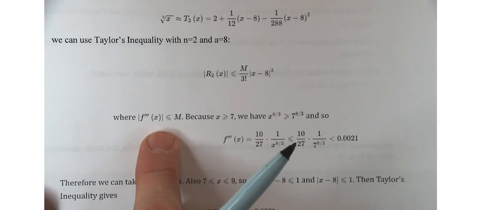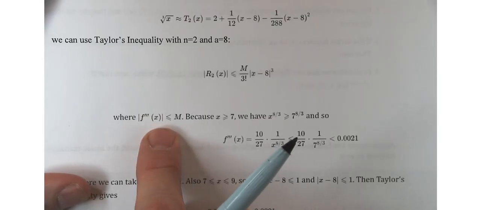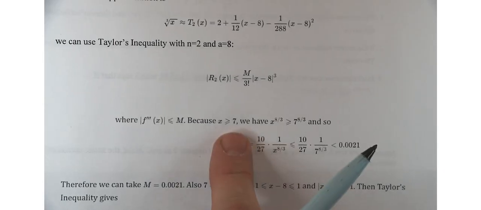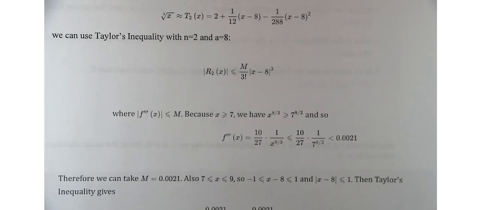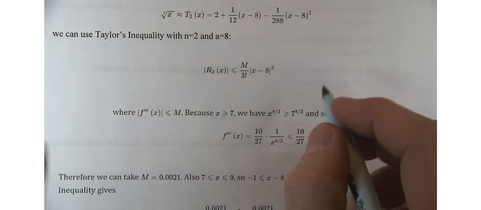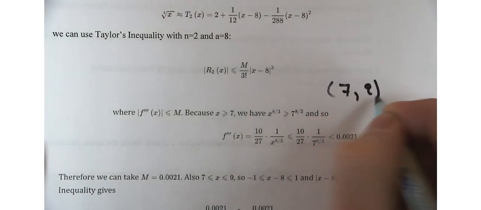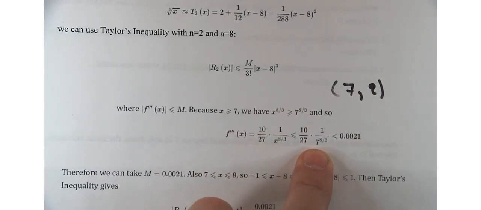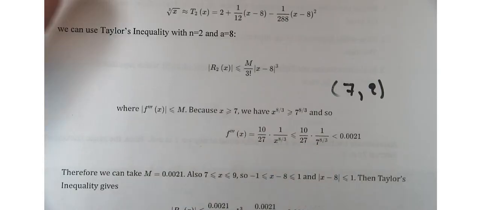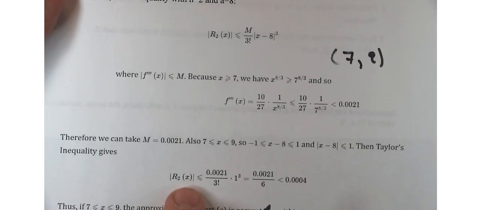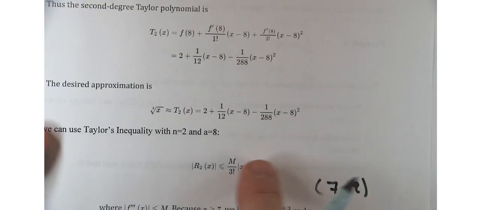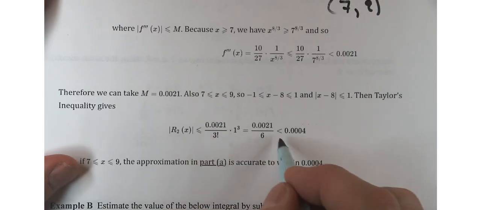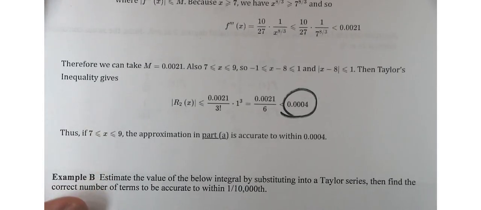We have to first of all figure out what's the maximum of the third derivative near x equals 8, and that maximum is going to occur when you plug in the lower limit from this interval, from 7 to 9. If you plug in that lower limit, you're going to get about 1 over 7 to the 8 thirds, so kind of small there. Plugging that into our term and taking the maximum on the other end, when x equals 9, you get a maximum error of about 0.004.